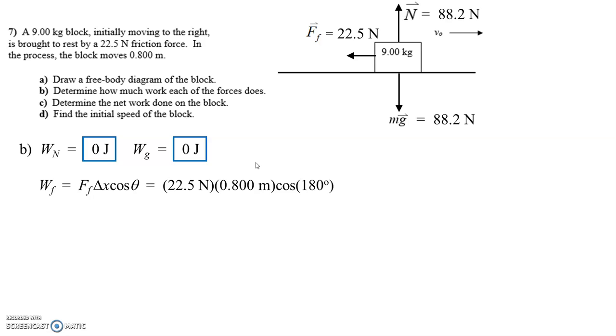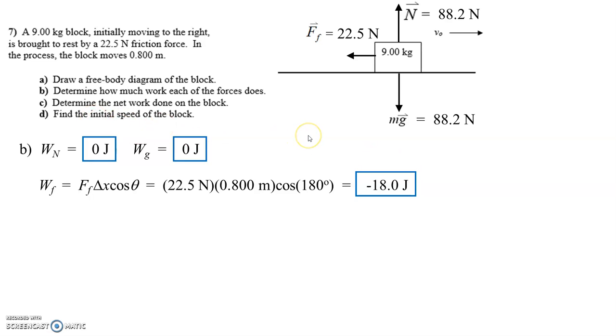The sign of the answer is going to come when you put in the proper angle for the cosine theta. So it's just 22.5 times 0.8 times cosine 180, and we should be getting negative 18.0 joules. Let's pause here for a second and remind ourselves, what does it mean if we get negative work? Well, we know negative work happens when the force opposes motion, sure, but remember also work is an exchange of energy. This is saying that the work done by friction is taking 18 joules away from the object. The object is losing 18 joules of energy, negative work being done.